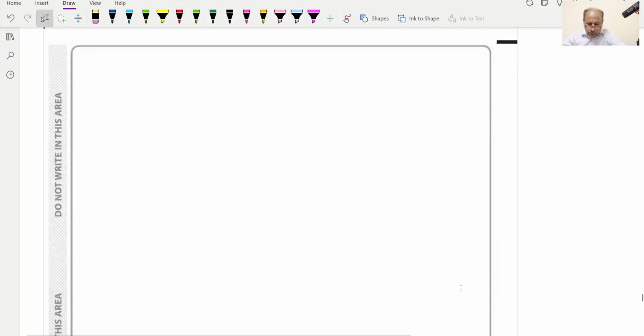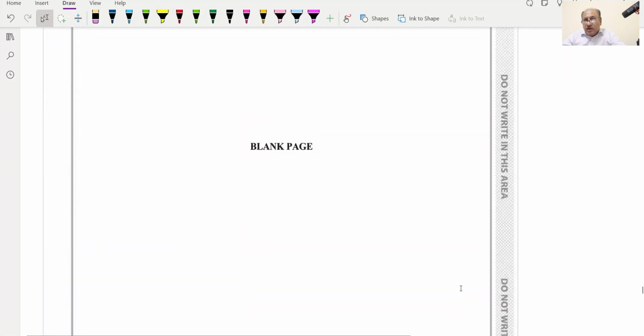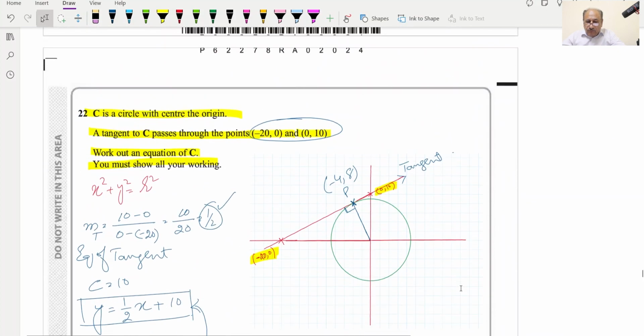Now basically we are done with the whole paper. Everything is neatly done. I've tried my best to explain as much as I can.